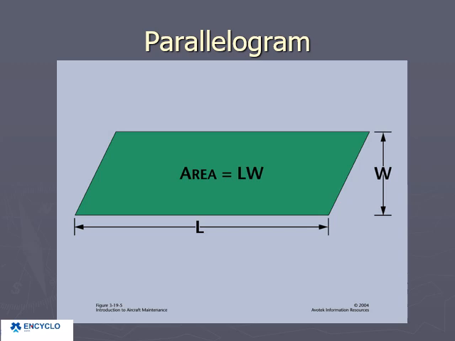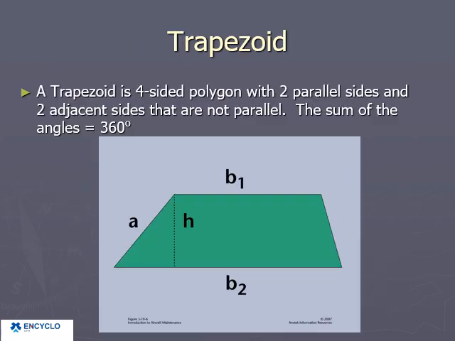To find the area of a parallelogram, multiply the base length, labeled as L, by the perpendicular height, labeled as W. This is expressed by the formula area equals L times W. This calculation is essential in structural layout and sheet metal fabrication, where accurate material dimensions are critical. A trapezoid has 2 parallel sides and 2 non-parallel sides.